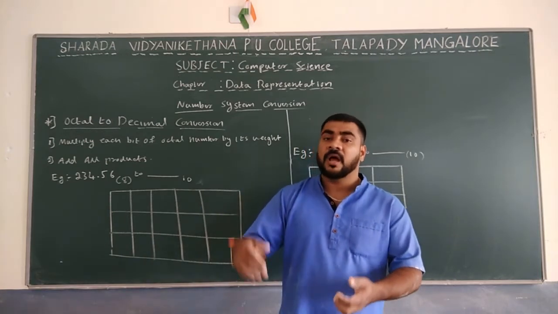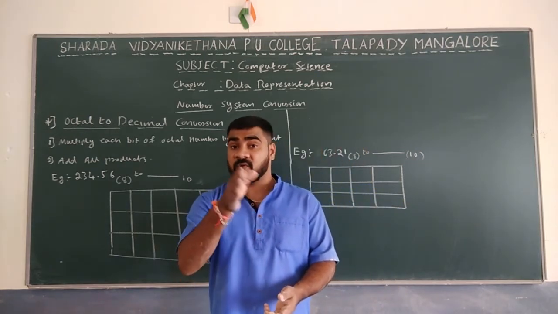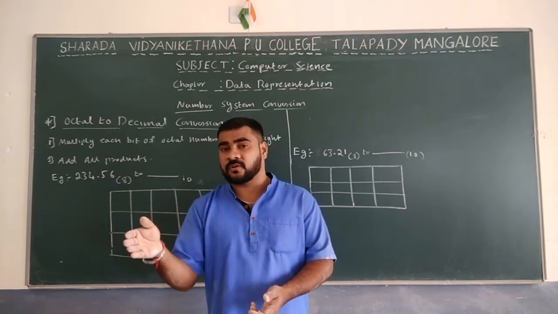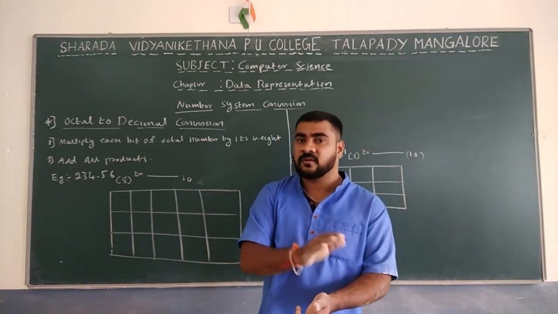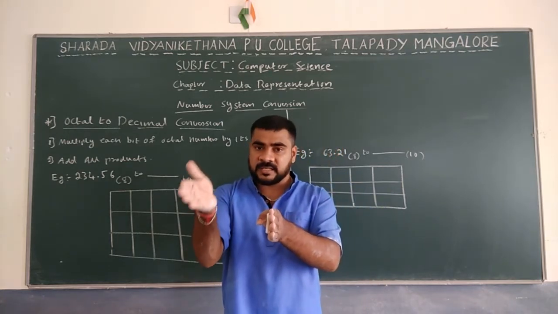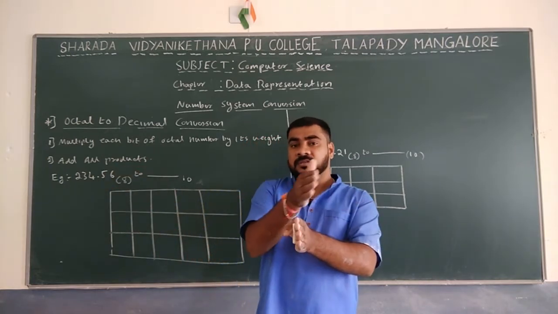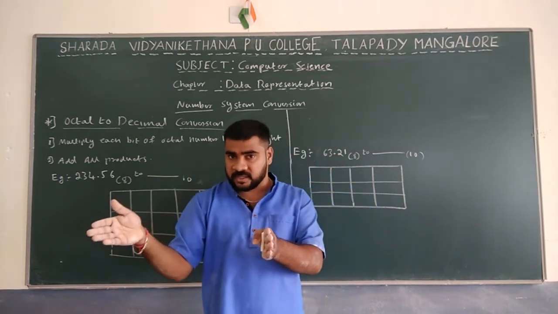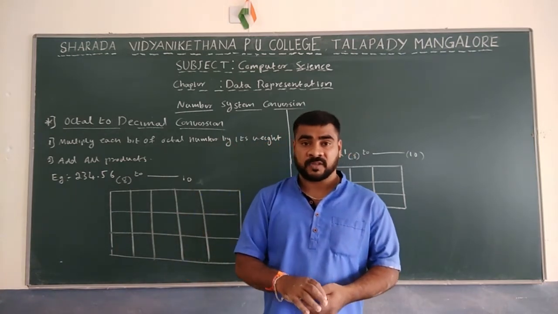Like that you take all the bits and multiply each by its positional weight. The positional weights start from 0, 1, 2, 3, 4 towards the left, starting from the decimal point. Towards the right they are -1, -2, -3. Don't forget that: on the left side start from 0, 1, 2, 3, not from 1, and on the right side it is -1, -2, -3. Like that you have to assign the positions.